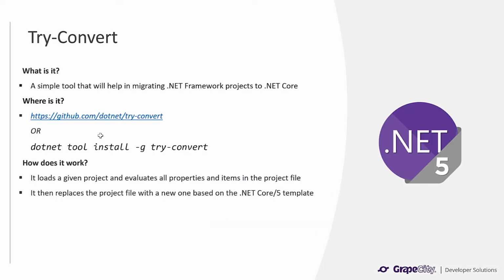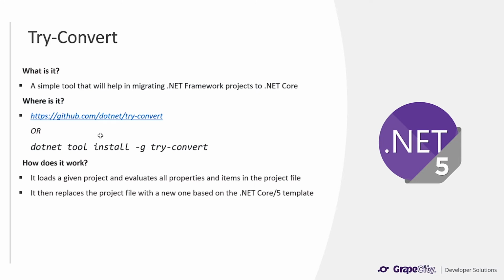Lastly, let's look at the Try Convert tool. This tool is provided by the .NET team as a way to help convert project files. It handles a lot of that tedious work that I just showed you by slideshow. Microsoft published this tool on GitHub, so you can work with the source if you like, or you can just install it as a global tool by running from the command terminal: dotnet tool install -g try-convert.